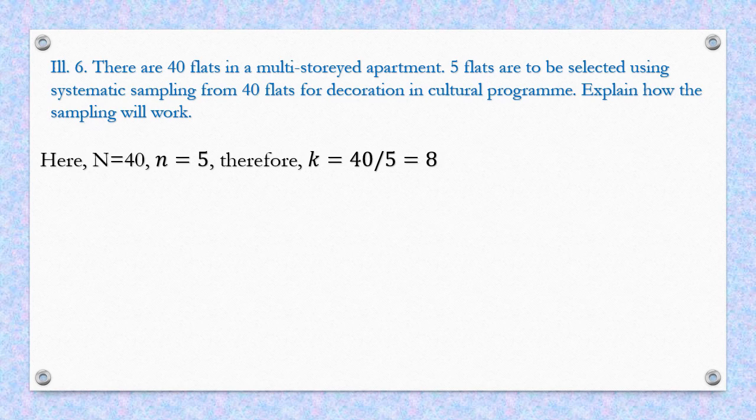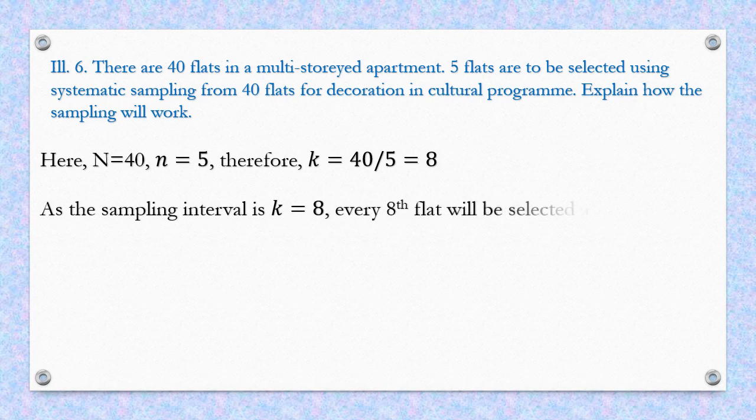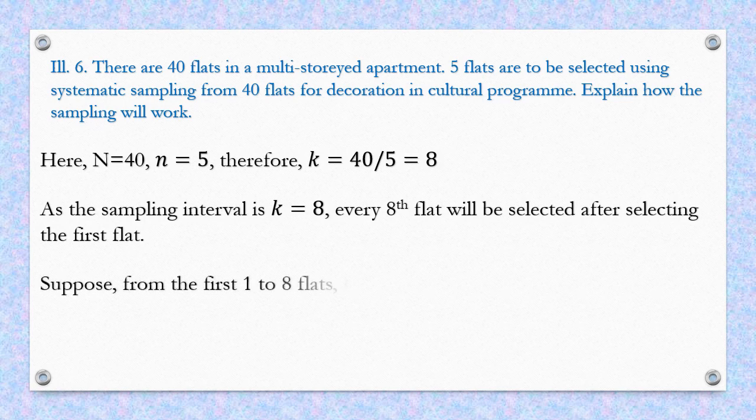That means we will be dividing all of our flats into groups of 8, five times. From each 8 flats we will be selecting one sample, but first we select from flats 1 to 8. So every 8th flat will be selected after selecting the first flat. I told you guys that from the first group we select randomly. So suppose that from the first 1 to 8 flats, flat number 3 is selected.